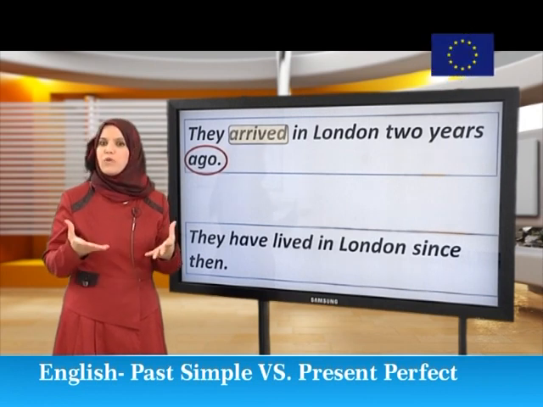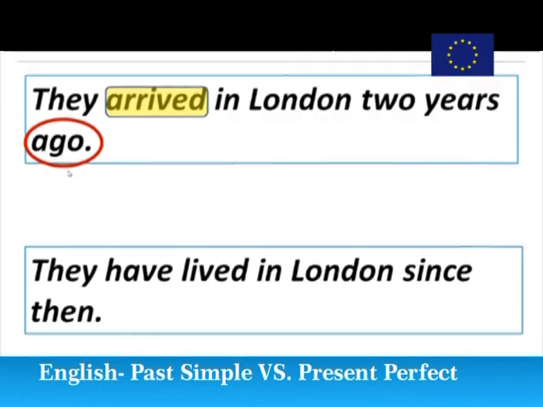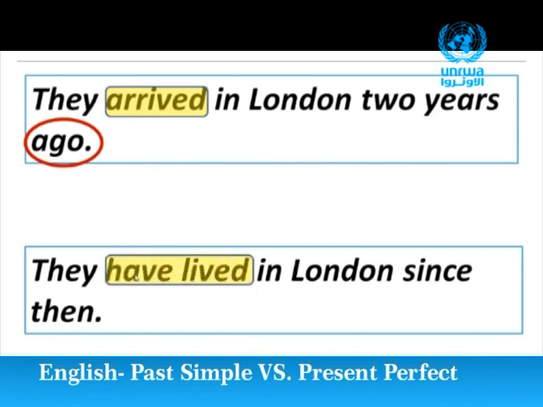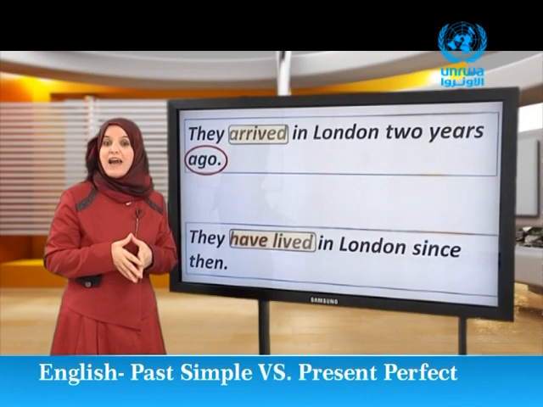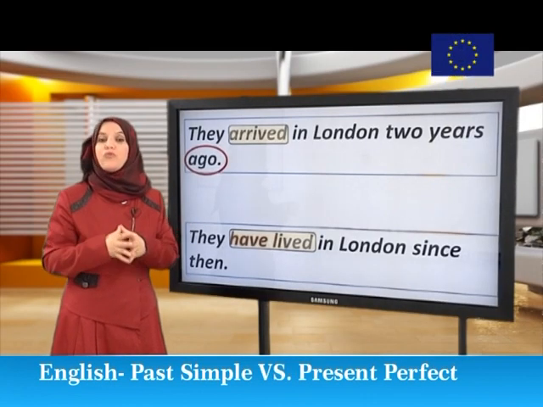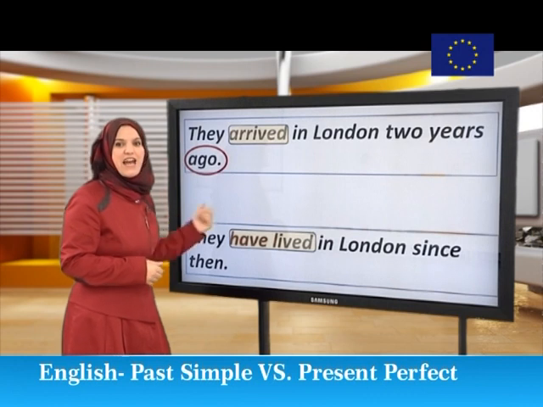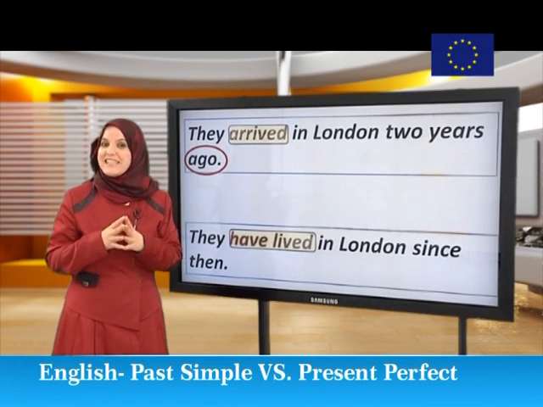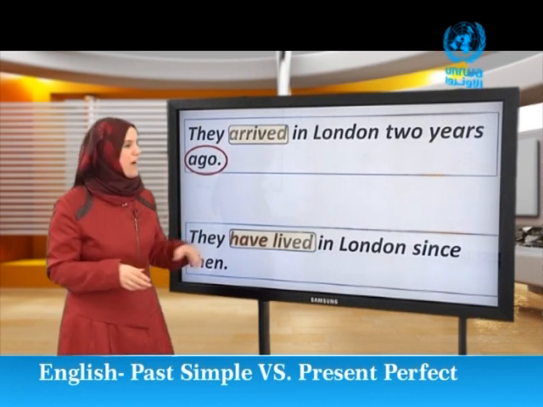Now, what about the second sentence? They have lived in London since then. Where is the verb in this sentence? The verb is have lived. This verb is in the present perfect. Now, what's the difference between the two verbs? Arrived and have lived. Let's explain this using the timeline.